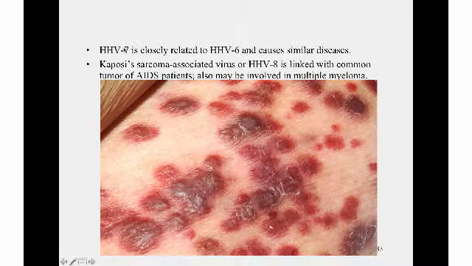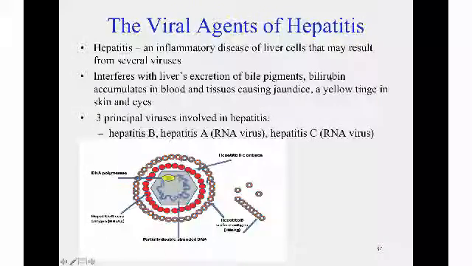Now, as far as HHV 7, it's closely related to 6, and 8 is the one that causes Kaposi's sarcoma. So this is linked with a common tumor, very similar to melanoma, of late-stage HIV or AIDS patients, and also may be involved in multiple myeloma.